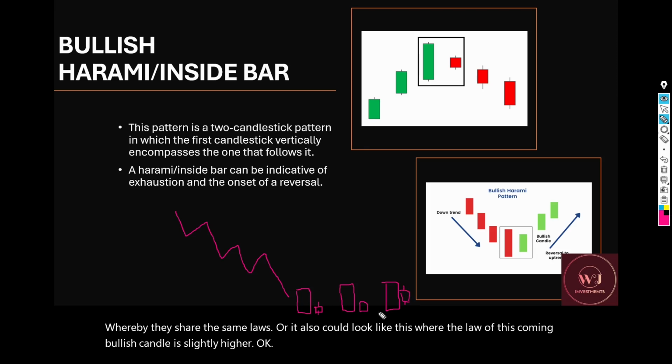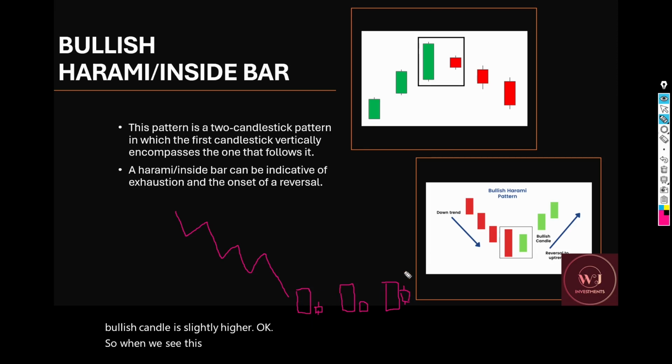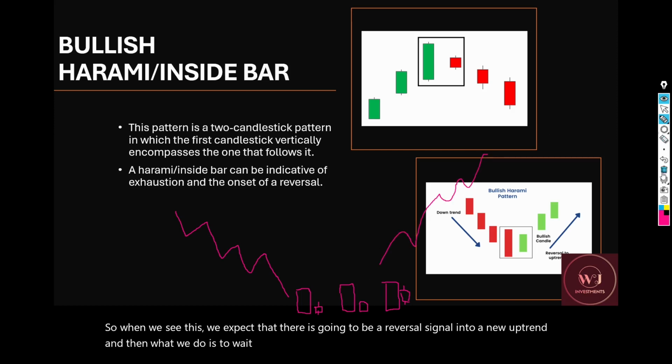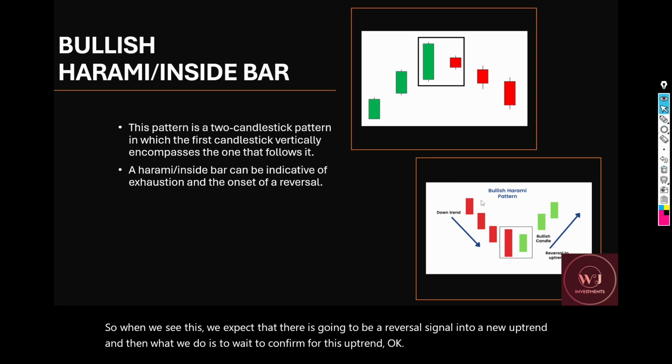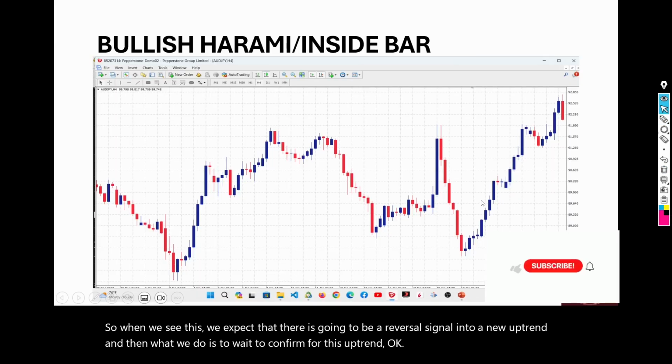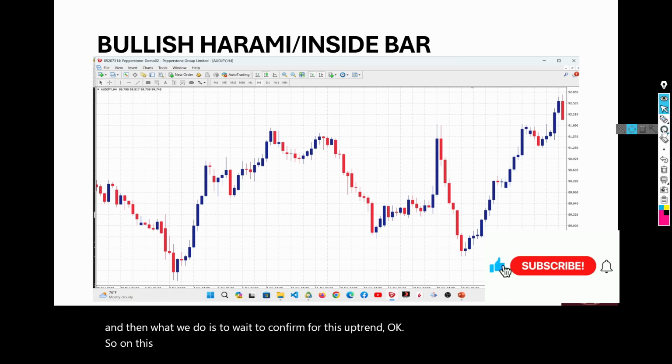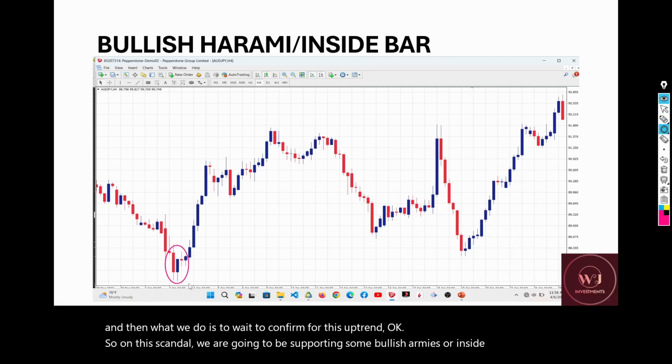So when we see this, we expect that there is going to be a reversal signal into a new uptrend, and then what we do is wait to confirm this uptrend. So on this chart we are going to be spotting some bullish haramis or inside bars, and we can also see them right here.